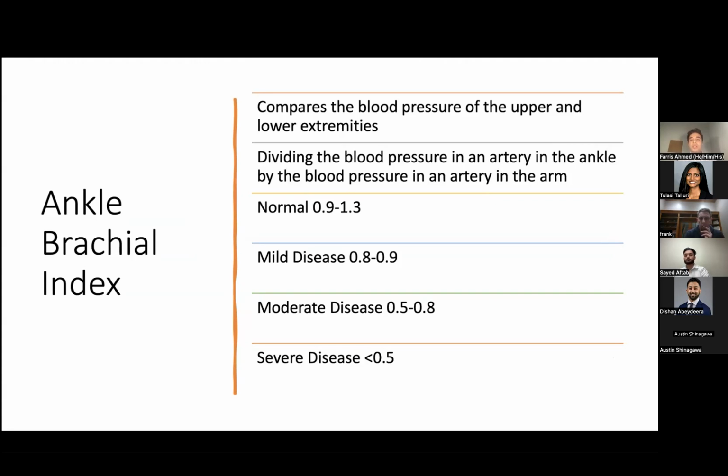Ankle brachial index is also a good way to diagnose and to track CLI throughout the disease process. A lower number is indicative of more severe disease, because to get this value you divide the blood pressure in the ankle by the blood pressure in the arm. So a lower number indicates more lower extremity damage.